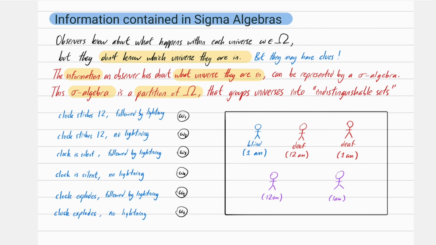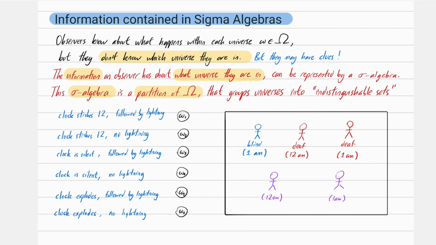So the information an observer has about what universe they're in can be represented by a sigma algebra. And you can think of a sigma algebra as just a partition of our sample space omega into groups, where each group contains universes that an observer would not be able to tell the difference between. So that's why they're called indistinguishable sets.